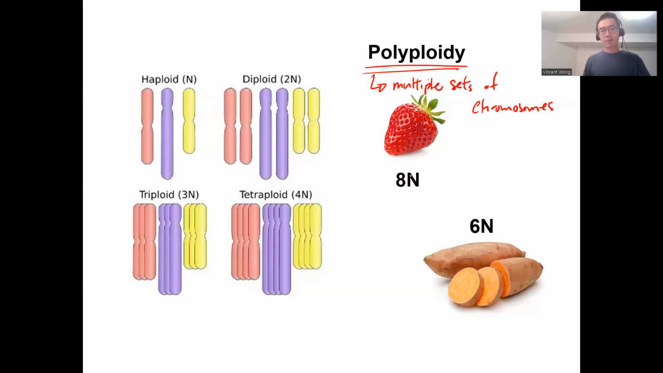Okay? So we have like strawberry is 8N, octaploid, and this is a sweet potato or yam. That is a hexaploid, okay? 6N. So polyploidy just means multiple sets of chromosomes. Right?